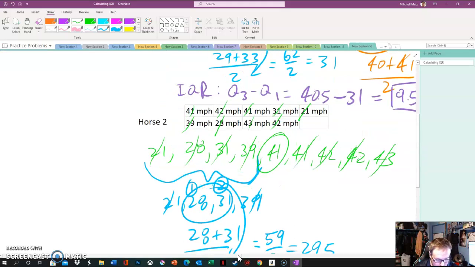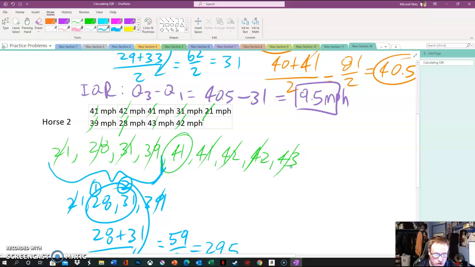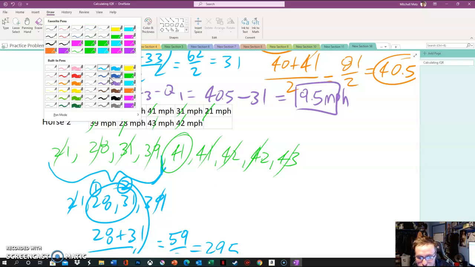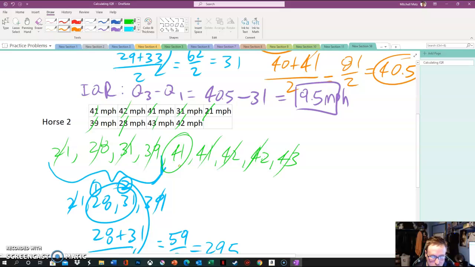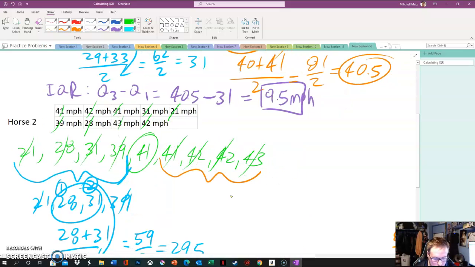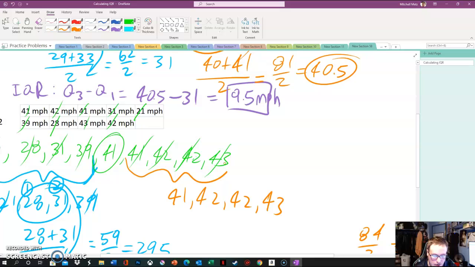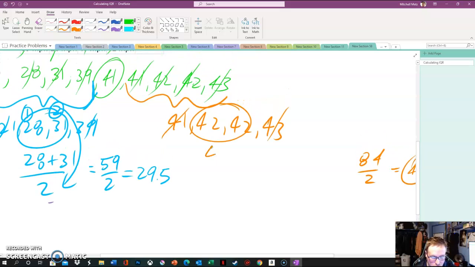Now, I'm going to go ahead and do the upper quartile, or my third quartile. I'm going to do that in orange, the same process. I'm not going to include that middle number. So now I'm going to do this one. Again, I'm going to rewrite them. 41, 42, 42, 43. And again, I'm not including that number that's circled because it's not part of this upper half of the data. Again, cross them out. Find your middle number. Right there, 42 and 42. So 42 plus 42 divided by 2.